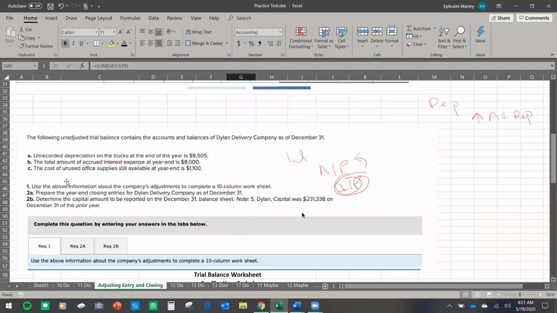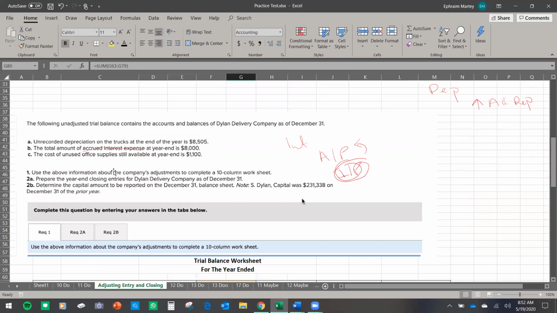The next one says the cost of unused office supplies still available at year end is 1,100. Good. Now we have 1,100 left. So what we are going to find out is how much we used. Remember, expense means used. Whenever you hear expense, it means used. So how much did we use for office supplies? We are going to find the beginning office supplies and subtract what is left. That is how much we used. So we make the analogy.